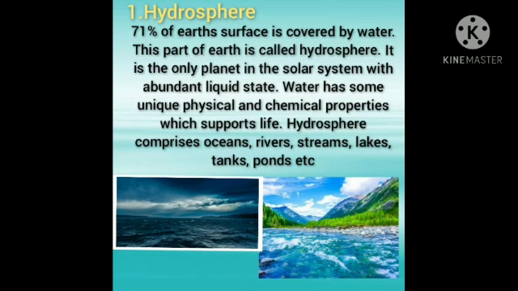71% of Earth's surface is covered by water. This part of the Earth is called hydrosphere. It is the only planet in the solar system with abundant liquid water, and this is one of the factors responsible for making life possible on Earth. Water has some unique physical and chemical properties which support life. Water exists in all the three states: solid ice, liquid water and gas water vapor. The hydrosphere comprises oceans, rivers, streams, lakes, reservoirs, tanks, ponds, pools and ice caps.